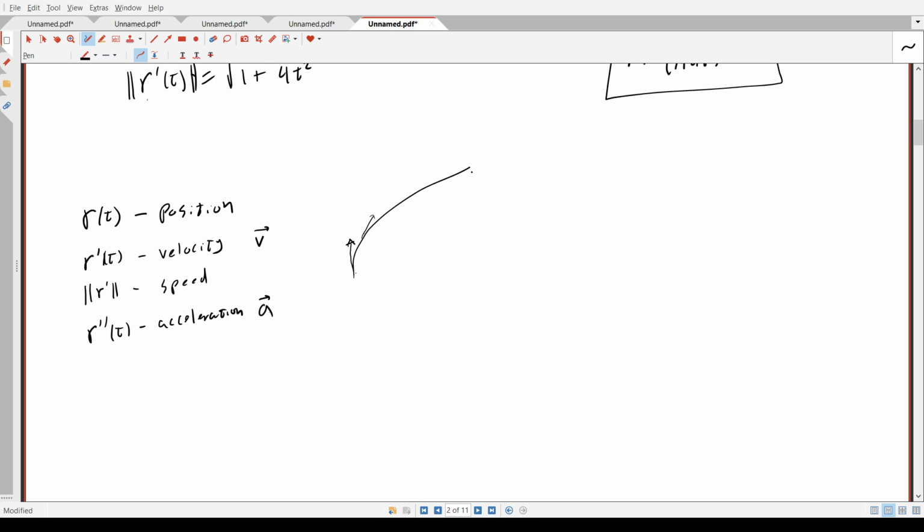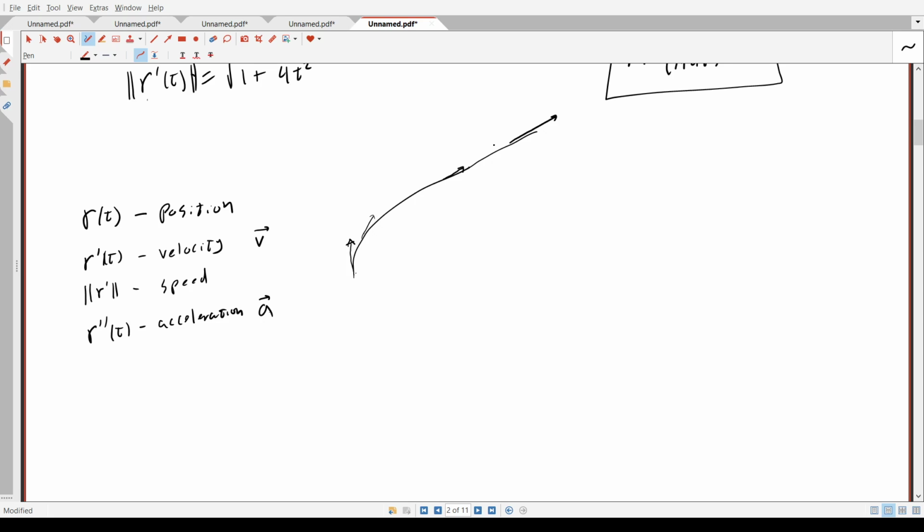It could also accelerate if it's speeding up. So maybe this is the velocity vector here, and up here, it's still pointing in the same direction, but maybe it's going a lot faster or a lot slower. Okay, it would have accelerated kind of in a straight line. It's sped up. So there's two types of acceleration, right? You either accelerate because you're curving, or you accelerate because you're speeding up. And we want a way to kind of separate these two and see what part is what.